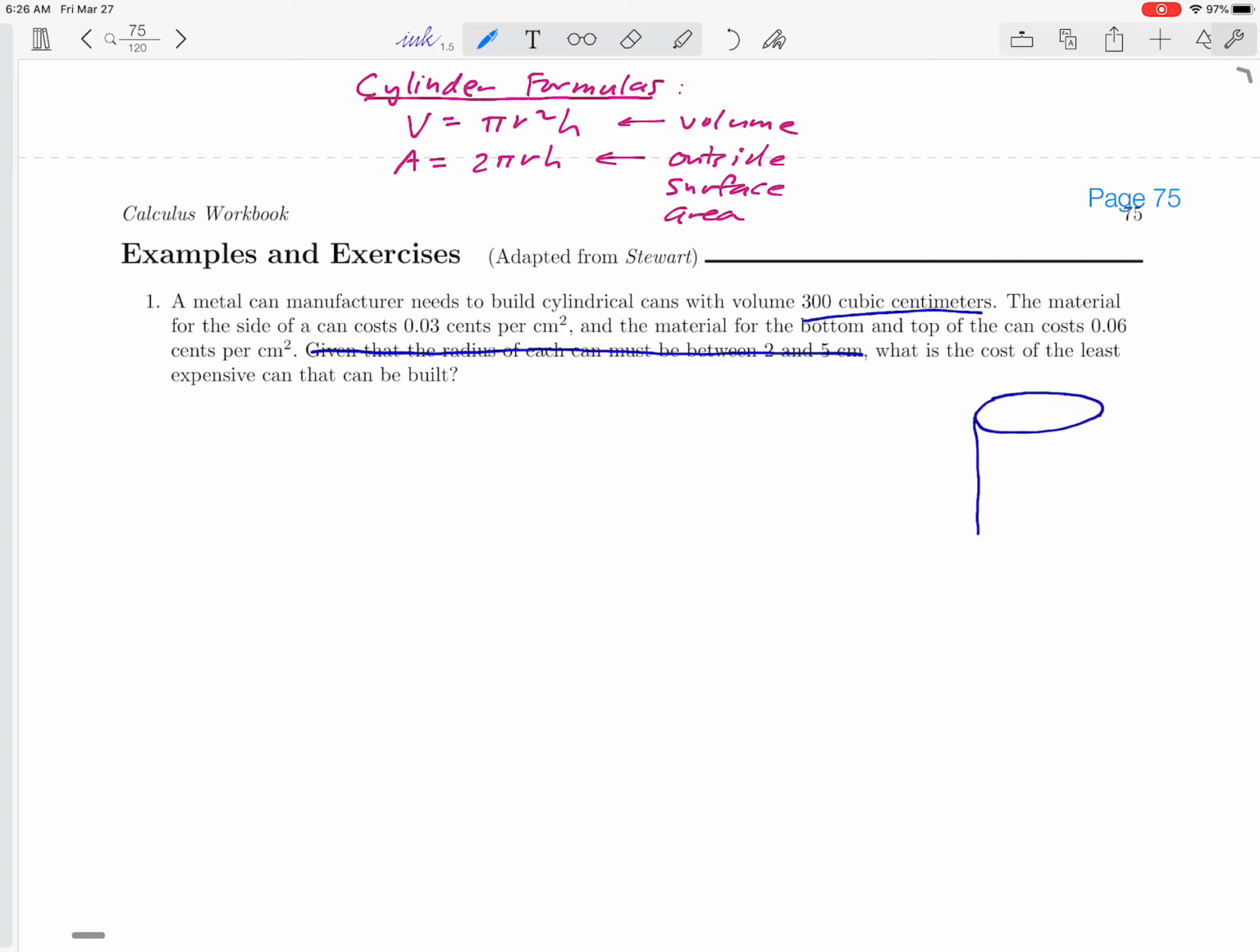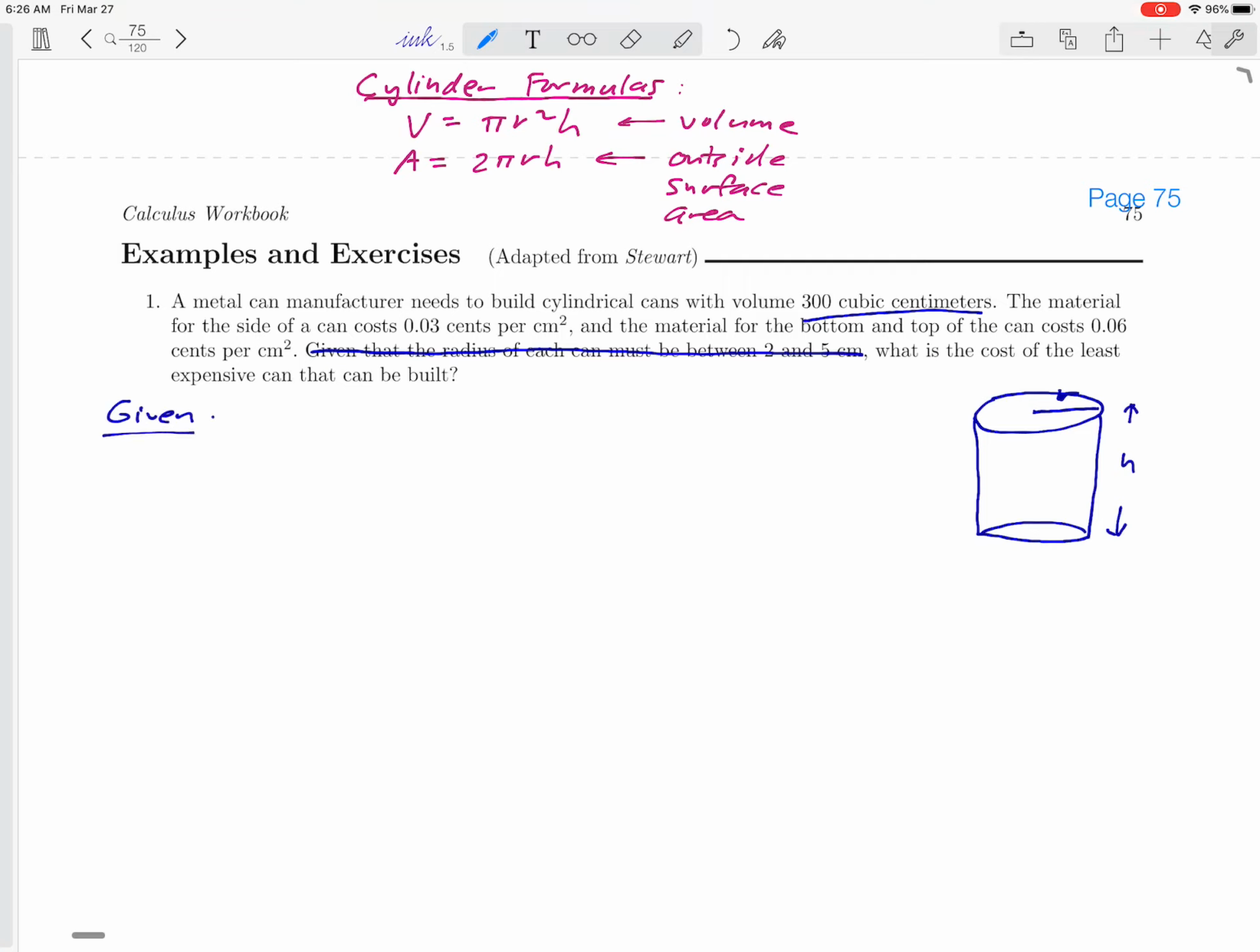All right, so let's maybe start with a picture. We've got a cylindrical can. Okay, so it's going to kind of look like this. And what we don't know, what we're trying to figure out, are a couple of things. What would the radius of that can have to be? So let's label that R. And what would the height be? Let's label that H.